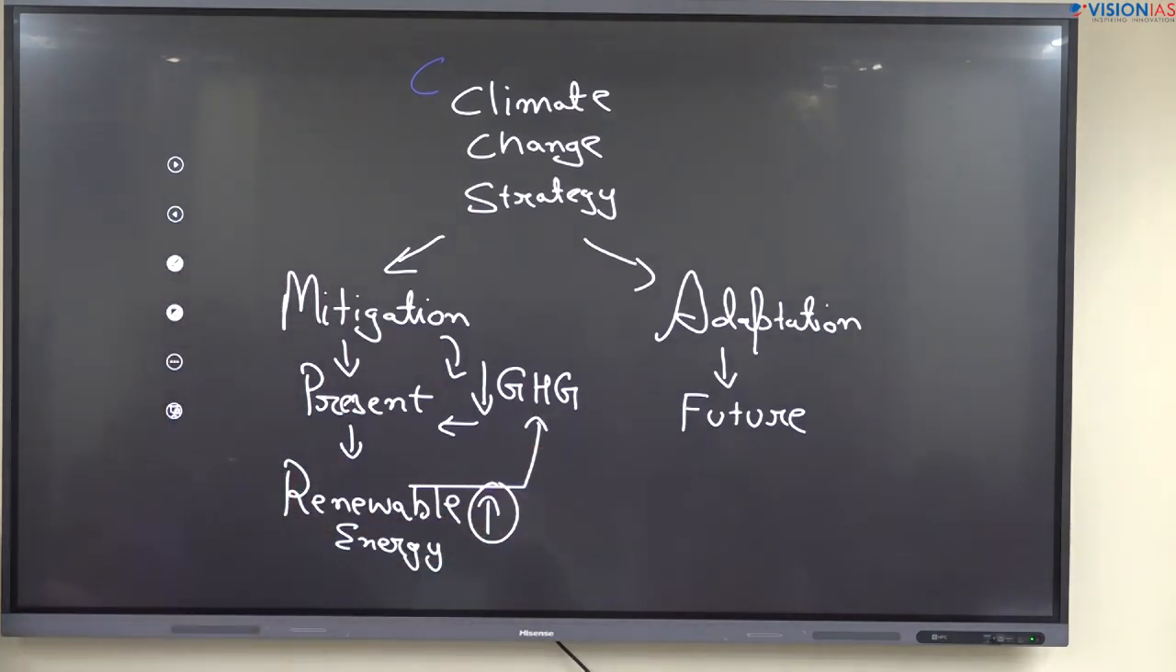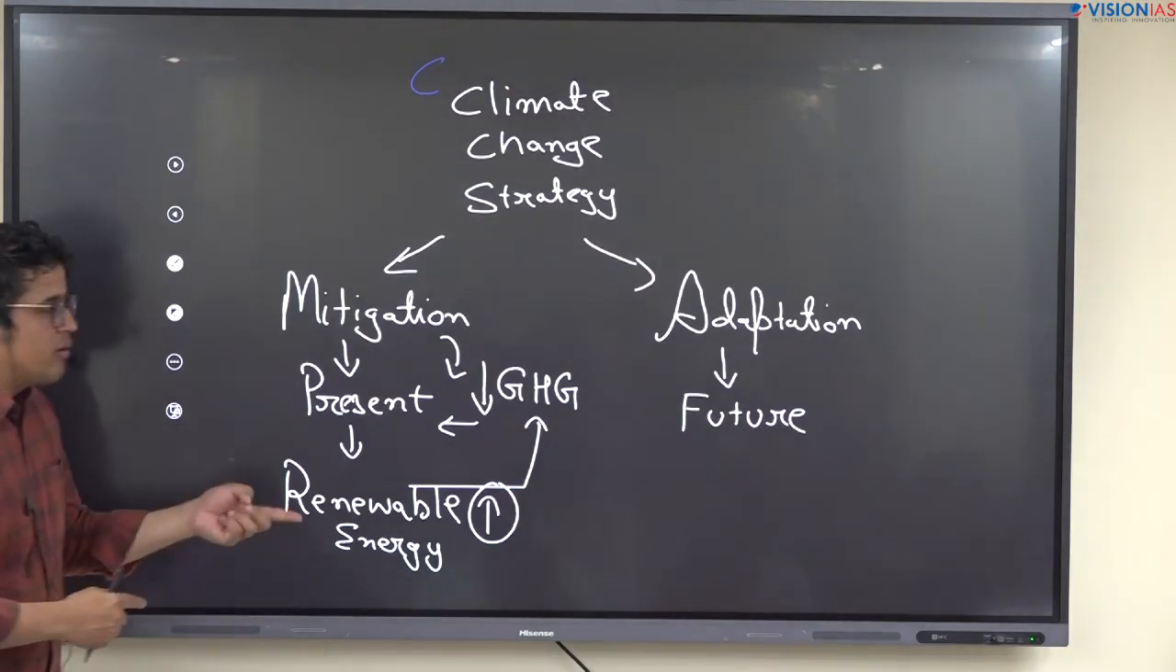Greenhouse gas emissions will come down. So this is your mitigation strategy. You are focusing at present. You are bringing down the GHG emissions at present. This is mitigation. Adaptation is for the future.